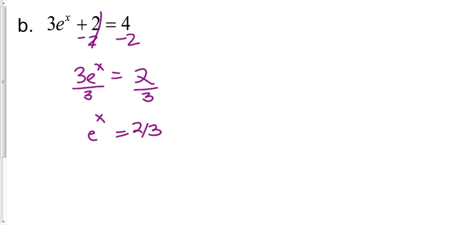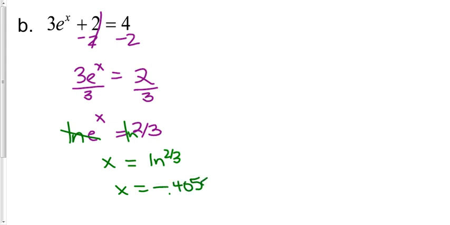Now at this point, once you get e to the x by itself, take the ln of each side, and usually I just kind of sneak it in. I'm going to take the ln of each side. The ln of e to the x is just x. That is rule number 1. And then you've got x equals the ln of 2/3. All you need to do is calculate this. You've got an ln key on your calculator for that. And we get negative 0.4055.